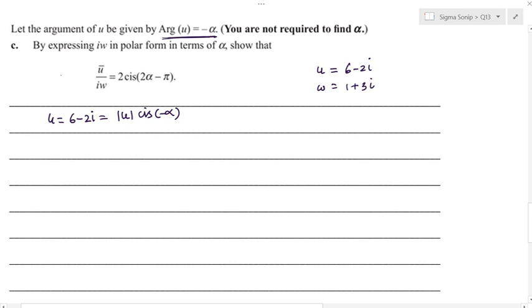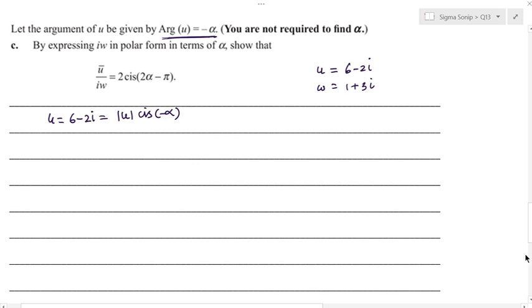Now the question is asking us that we should express iw in polar form in terms of alpha. So we need to think, how can we express iw in terms of alpha? It indicates that iw is related in some way to u, or in other words, iw could be derived from u. So let's see how we can write w.